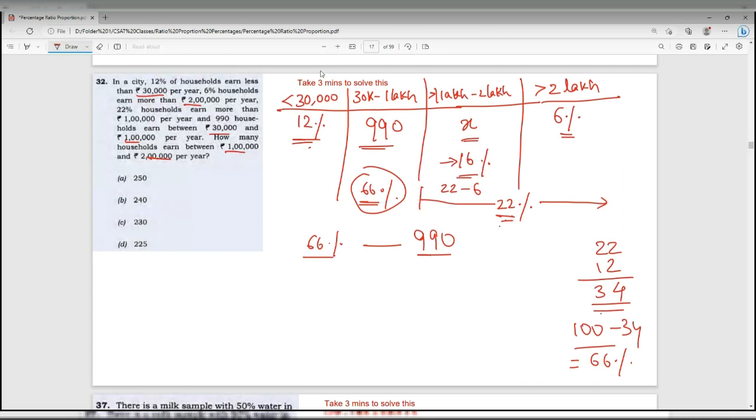So 66%, if it corresponds to 990, then 16% corresponds to how much? So let that be X here. So cross multiply this. X into 66% is equal to 16% into 990. And X is equal to, this will be 66 by 100 and 16 by 100. So we can cancel this 100 directly. So this will be 16 upon 66 into 990.